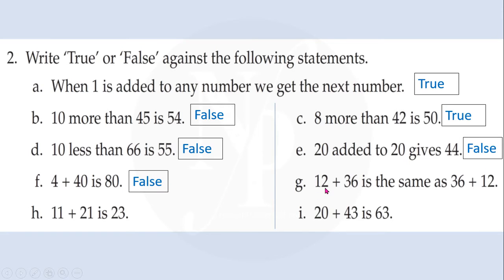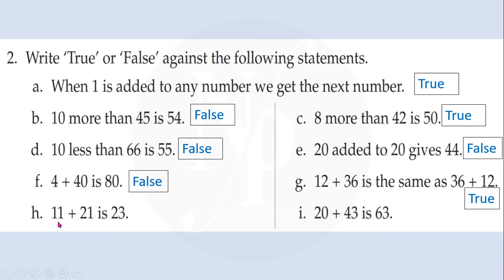G. 12 plus 36 is the same as 36 plus 12. Observe these two statements, 12 plus 36 and 36 plus 12. So when we add any two numbers, though the order of addition is changed, the sum will not change. The sum remains the same. Therefore, 12 plus 36 is the same as 36 plus 12. The statement is true. So we should write true in front of this. So I don't have space here. Just I will write just below this. Just here. This is true.